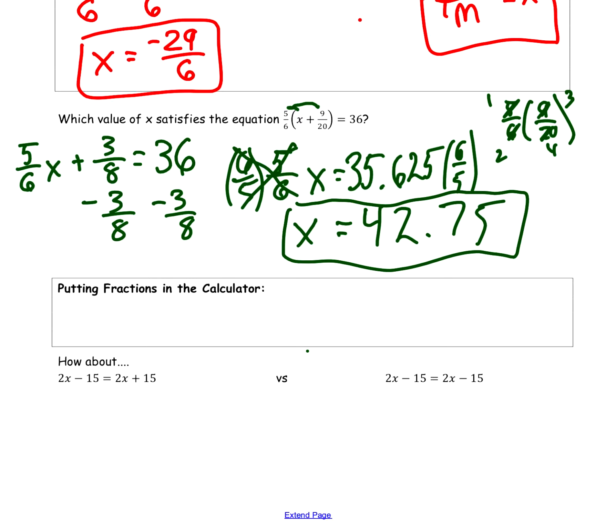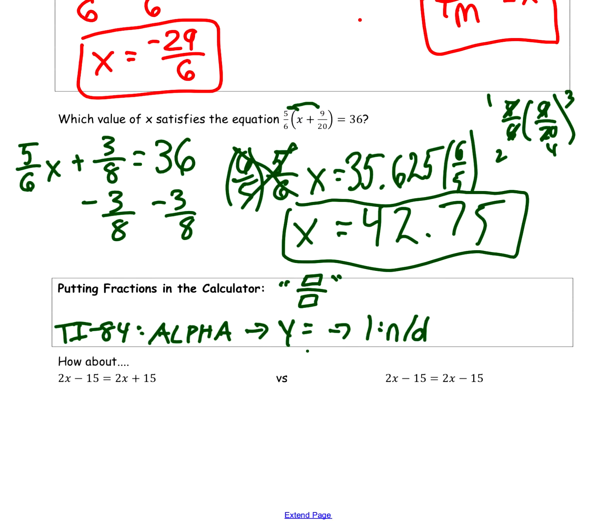In putting fractions in your calculator, it always looks like this. It always has this sign right here, depending on your calculator. And how you would get to that, if you have the TI-84, which I know a lot of you do, you would first press alpha, and then you would go to y equals, and then you select number 1, which is n over d, which stands for numerator divided by denominator, and just make sure you press enter at the end. And that's how you get to that in TI-84.